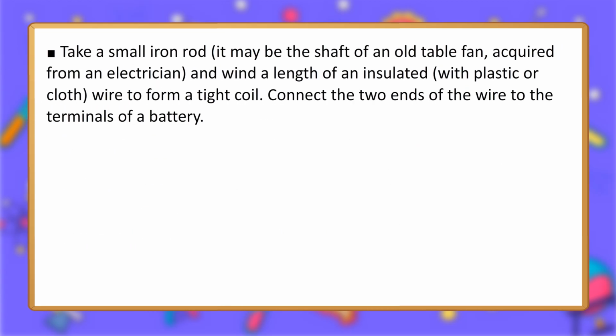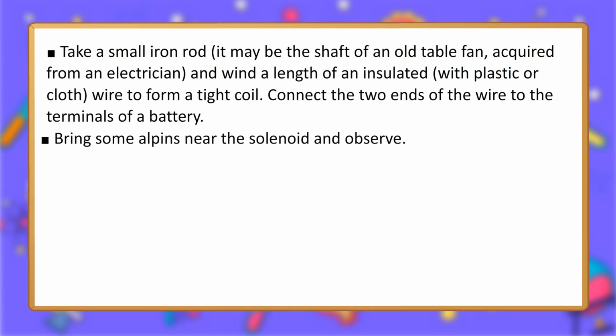Take a small iron rod, it may be the shaft of an old table fan acquired from an electrician, and wind a length of insulated wire, with plastic or cloth, to form a tight coil. Connect the two ends of the wire to the terminals of a battery. Bring some iron pins near the solenoid and observe.